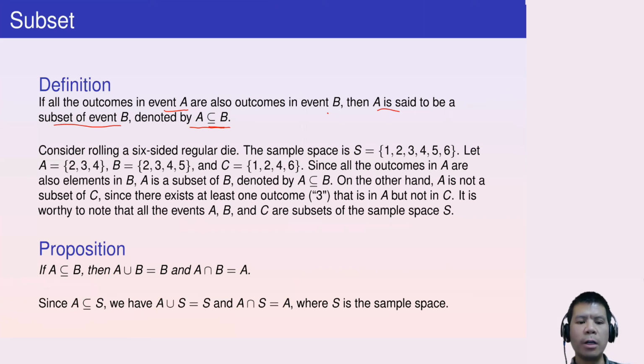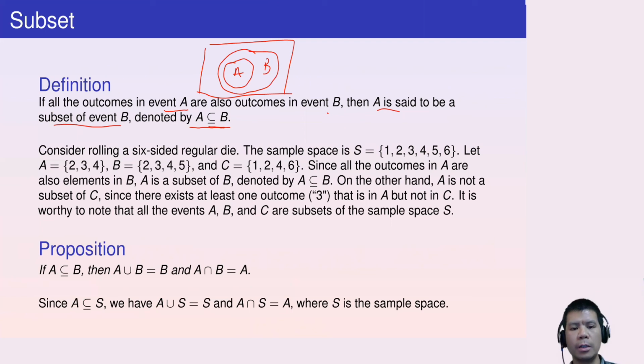In a Venn diagram, it looks like this. Say that this is our B. Now A is simply part of B. Sometimes this notation is also used as just this. Just this will also mean A is a subset of B. Okay. Now let's consider an example.